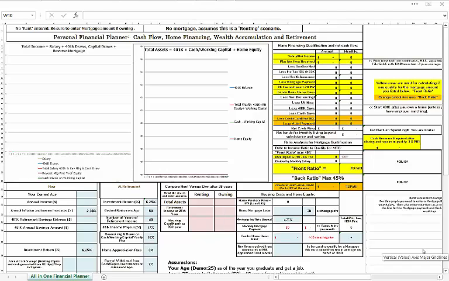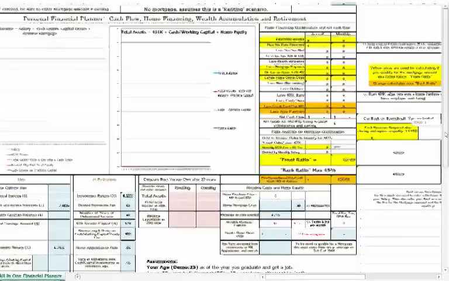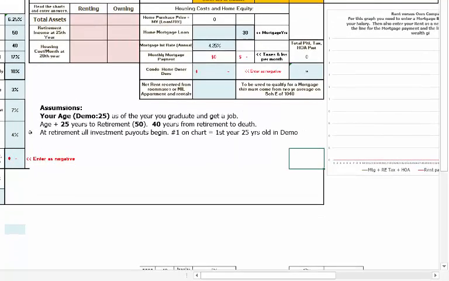So let's go ahead and get started here, and I'm going to demonstrate walking through this and how to use the program. My assumptions are right in this area right here. Your age, in this demonstration, is 25 as of the year you graduate from college, and we're assuming you get a job in the year you graduate. There are some reasons for that we'll talk about later.